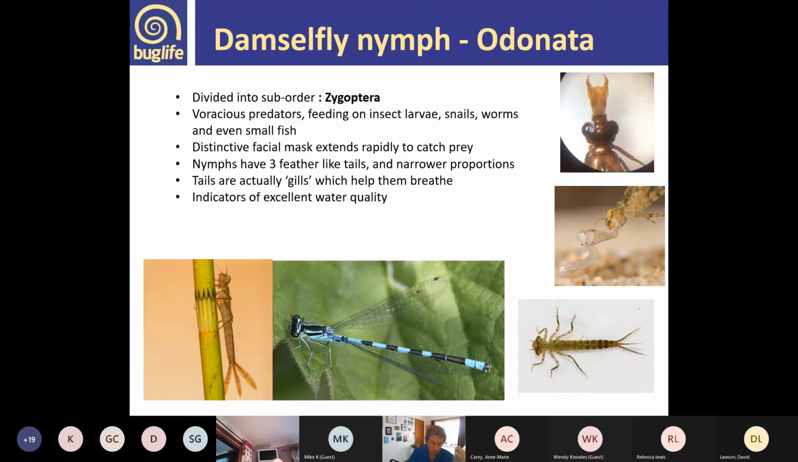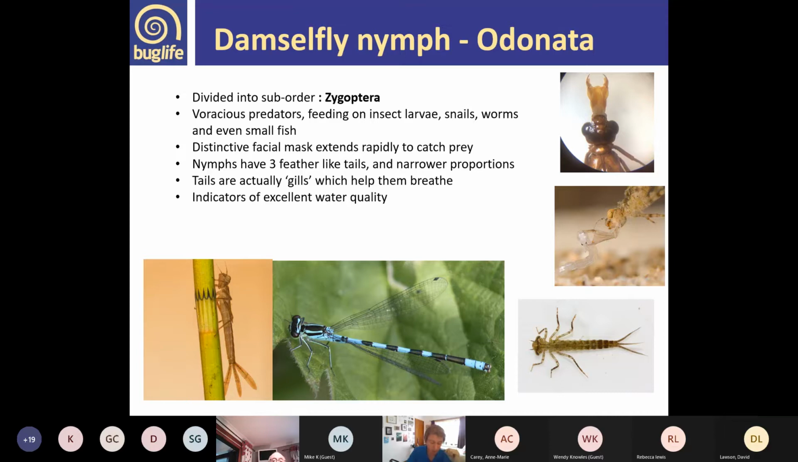They have an incredibly well-adapted facial mask, which extends rapidly from the lower jaw to pierce and consume their prey. You can see in the illustrations, the pictures on the right-hand side of this slide, an example of how they extend their lower jaw in order to feed on their prey species. It's really quite a remarkable adaptation.